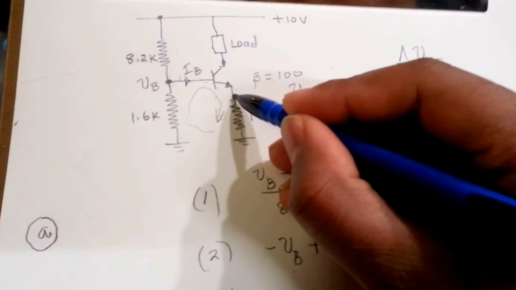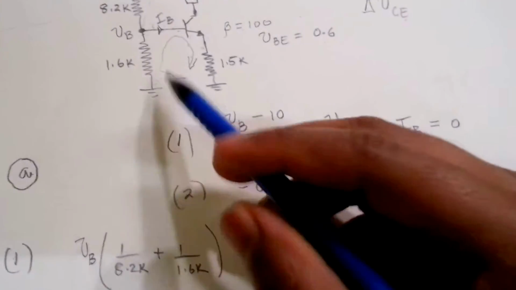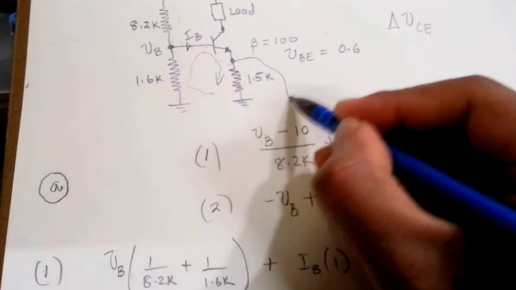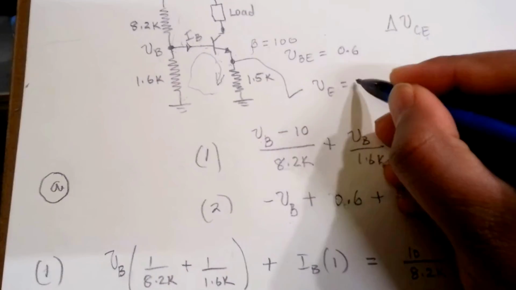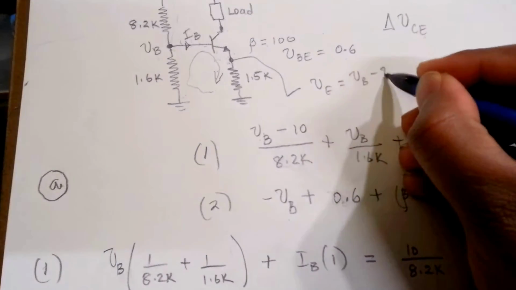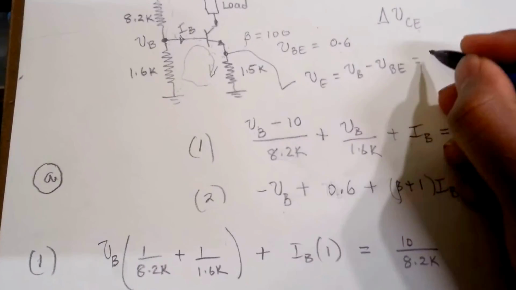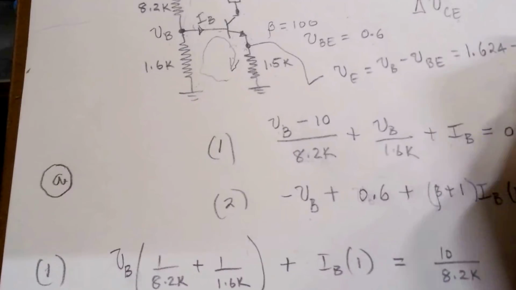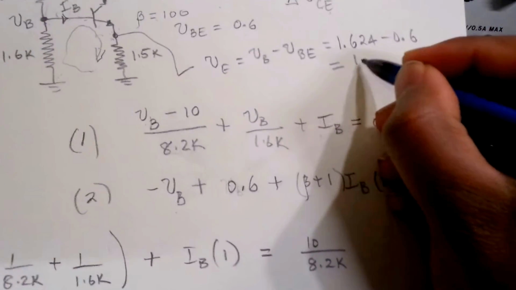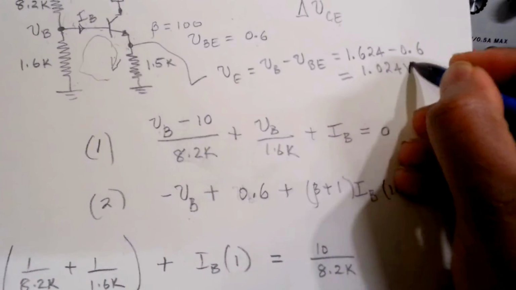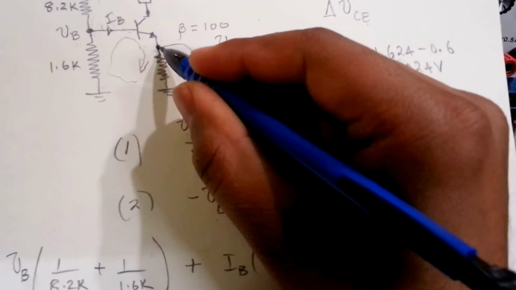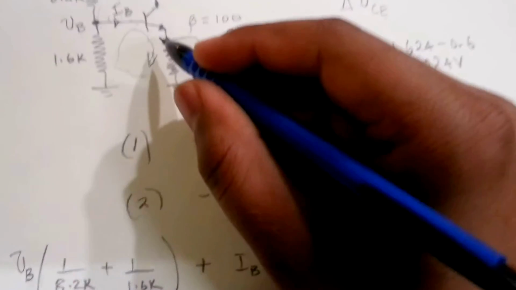So all we need to do is find out the voltage here, which we already did, because VB minus 0.6 gives us the emitter voltage. So I'm going to call that VE, which is VB minus VBE. VB we have already found as 1.624 minus 0.6, which gives us 1.024 volts. That's the voltage that will remain here as long as there's that constant current flowing here.